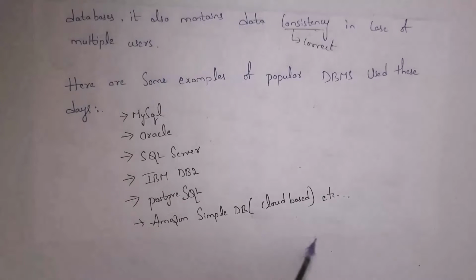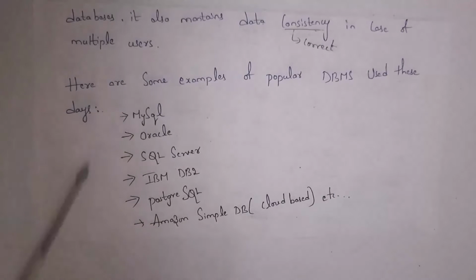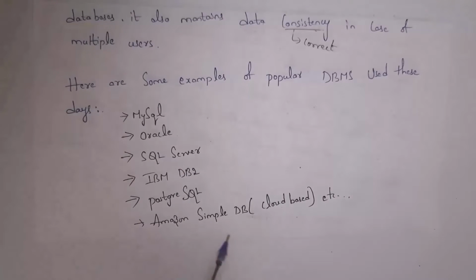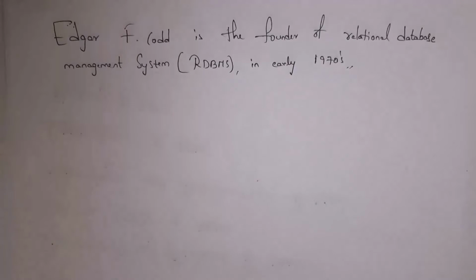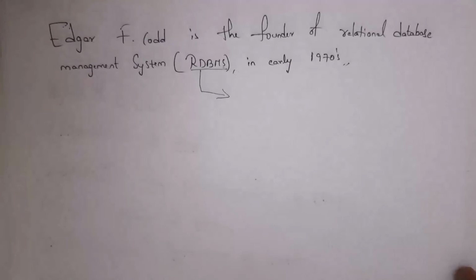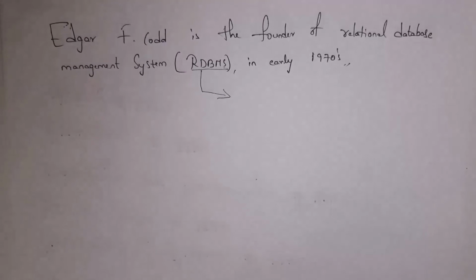These are some of the examples of popular DBMS used these days. They are MySQL, Oracle, SQL Server, IBM DB2, PostgreSQL, Amazon SimpleDB. All these are examples of popular DBMS used these days. Edgar F. Codd is the founder of Relational Database Management System in early 1970s. Relational Database Management System is nothing but data which is stored in the form of tables, that is in the form of rows and columns.